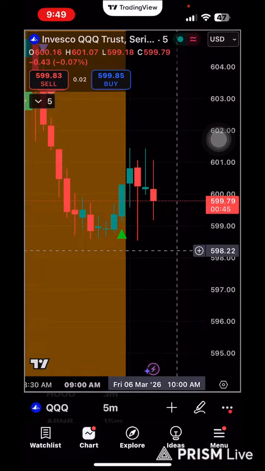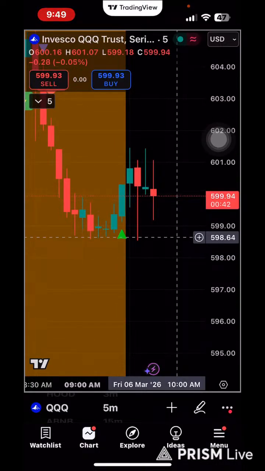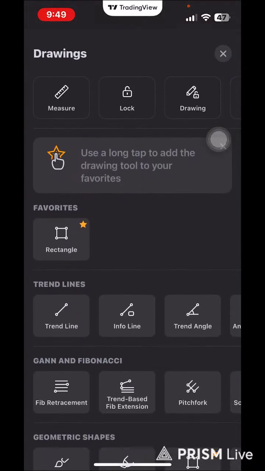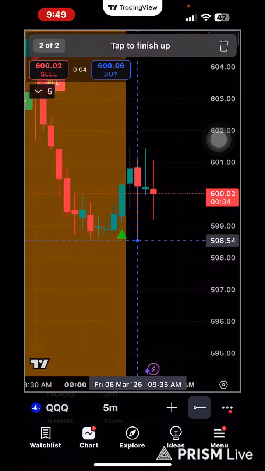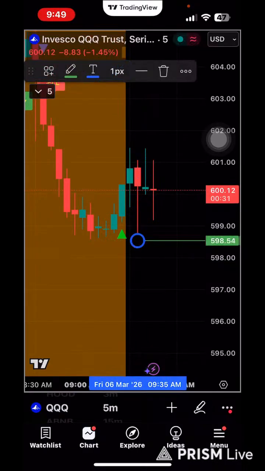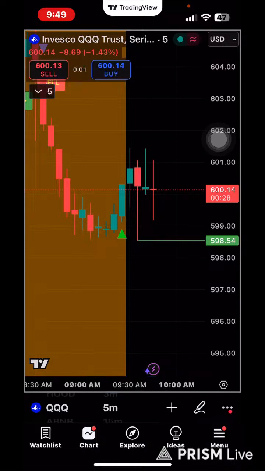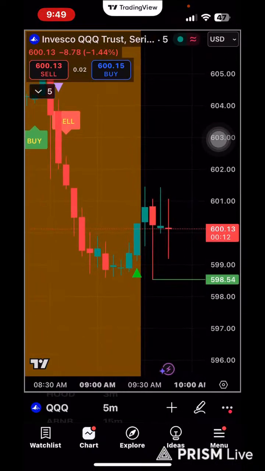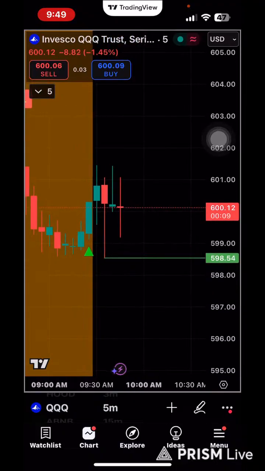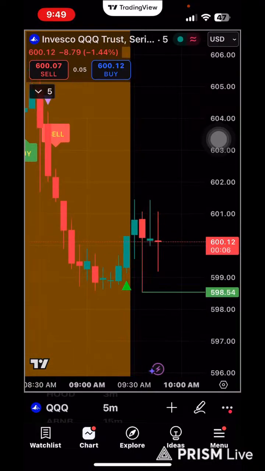Obviously, if we could get a close below right here, I can go on my tools over here and go to horizontal ray, and right here, if we could get beneath that, that would be a good sign to go into a short. To be honest with you, the way I see everything, taking a short right now is not a bad idea. What kind of short?